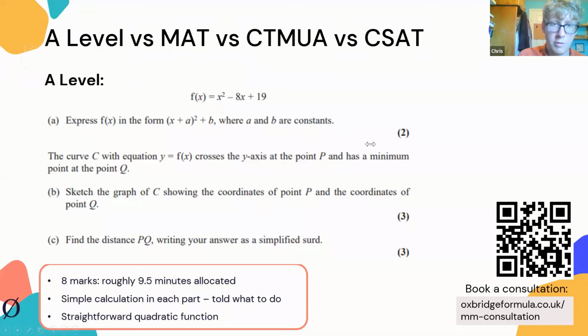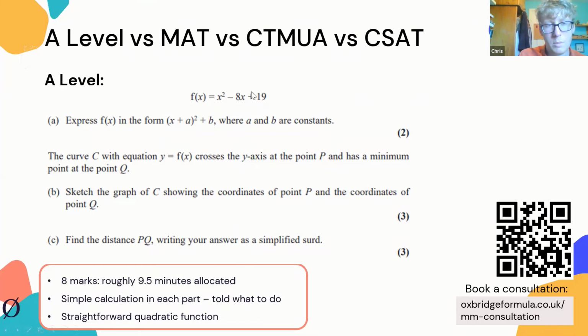And in each part, if we look at what we're asked to do, part A is express it in a particular form, so completing the square. Part B is sketching it and finding the point where it crosses the axis and where its turning point is. So those are some simple calculations. And then part C is finding a distance between 2 points, which is also a straightforward calculation. So you're told exactly what to do in each part. You're given the marks for each part. And also the function itself isn't that scary. It's just an ordinary quadratic.